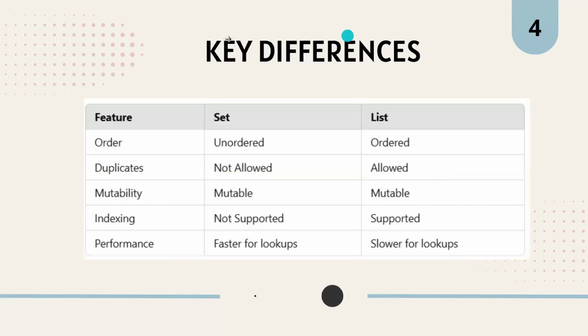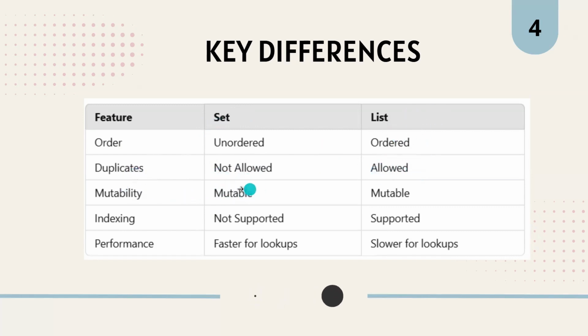Now we have to go with the key differences. What are the key differences between set and list? So here are the features. The order is unordered in a set, and in a list we have ordered. In a set, duplicates are not allowed, and in a list, it allows duplicates.